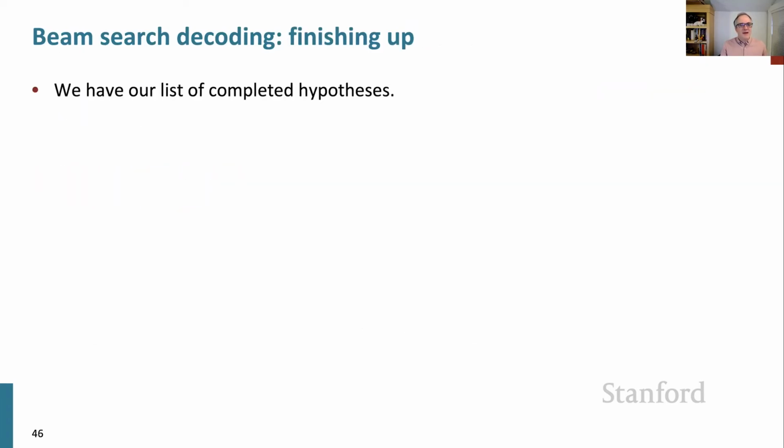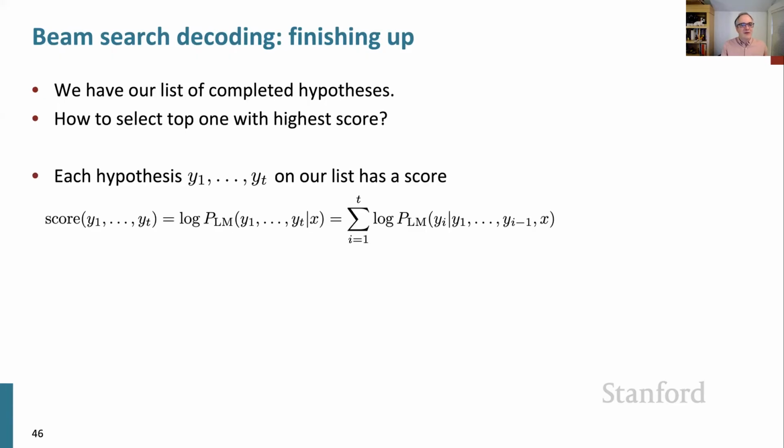Okay, so at that point, we have our list of completed hypotheses, and we want to select the top one with the highest score. Well, that's exactly what we've been computing. Each one has a probability that we've worked out, but it turns out that we might not want to use that so naively, because there turns out to be a kind of a systematic problem, which is, not as a theorem, but in general, longer hypotheses have lower scores. If you think about this as probabilities of successively generating each word, at each step, you're multiplying by another chance of generating the next word probability.